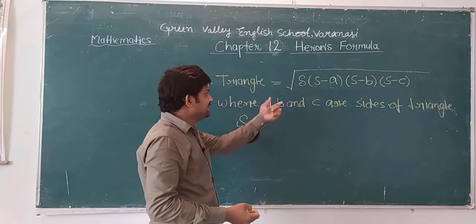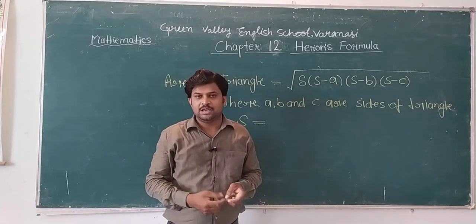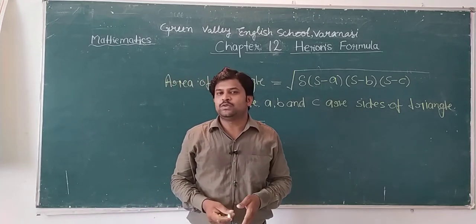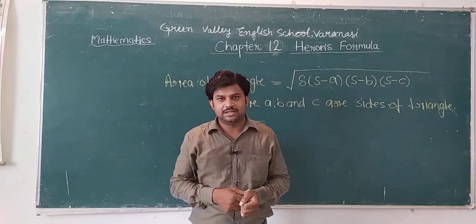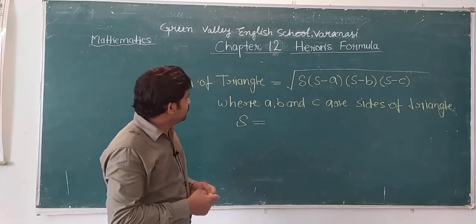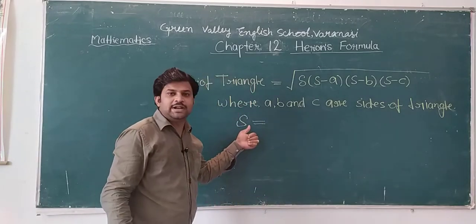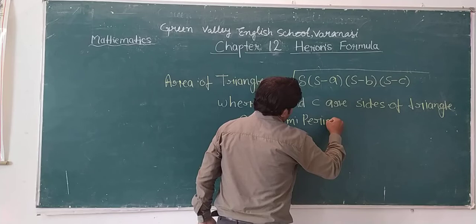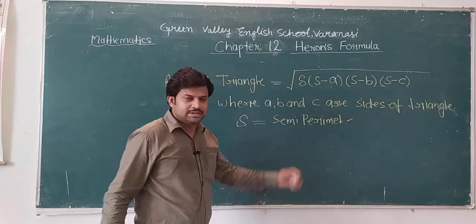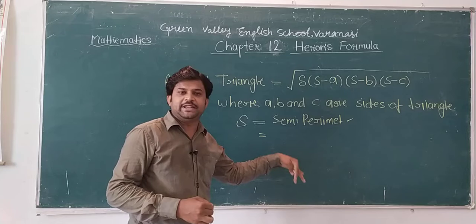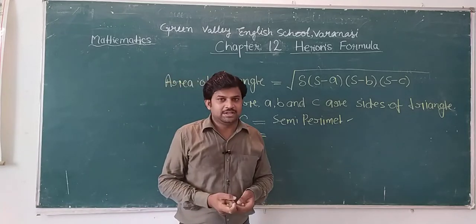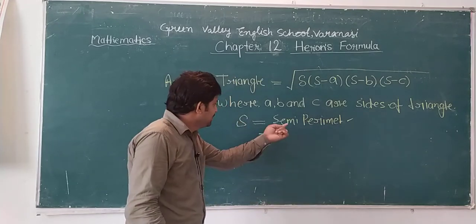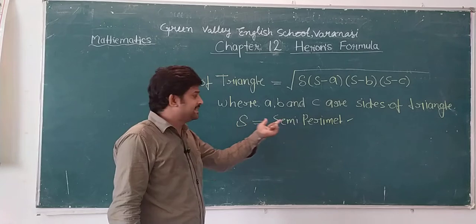S is what? S is the semi-perimeter of the triangle. Perimeter means the total length of the outer boundary, the sum of all sides of the triangle. That is known as perimeter. And S is the semi-perimeter. Semi-perimeter means half of the perimeter, like sphere, semi-sphere, circle, semicircle. That's why the meaning of S is semi-perimeter.